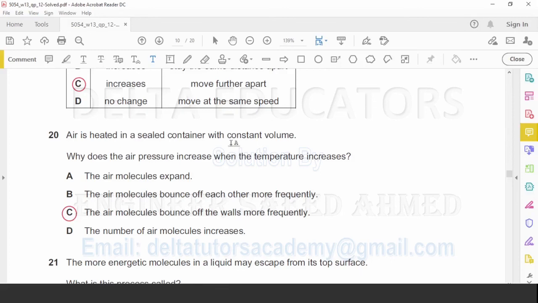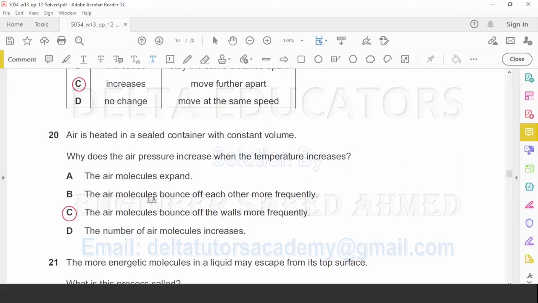Now we check the options. Option A, the air molecules expand. The molecules do not expand. Molecules remain of the same size. So A is incorrect. In B, it is given the air molecules bounce off each other more frequently. Yes, they bounce off each other more frequently, but the pressure of the gas is not because of the striking of the molecules with each other. So this option is incorrect.